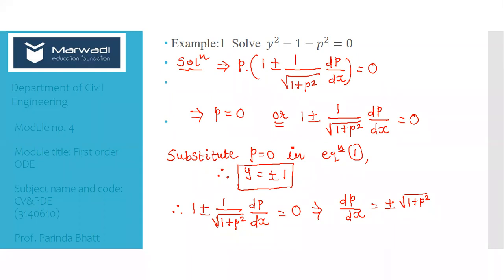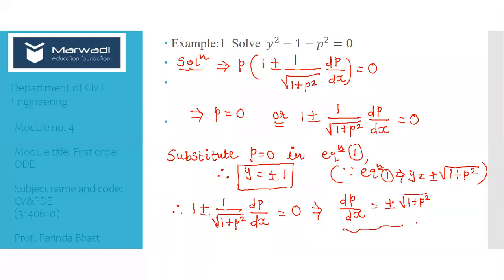Now, this p equal to 0 we apply into equation number 1. I am writing over here this equation number 1: y equal to plus or minus under root 1 plus p square. Therefore, we are getting y equal to plus or minus 1.